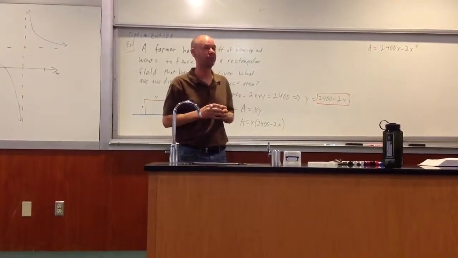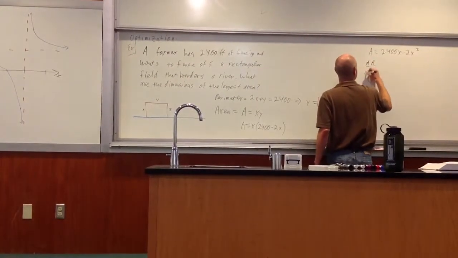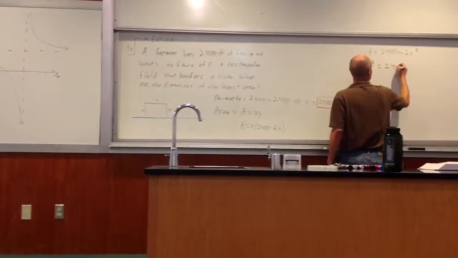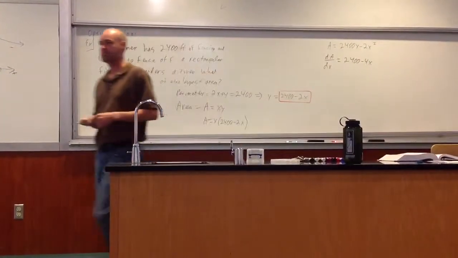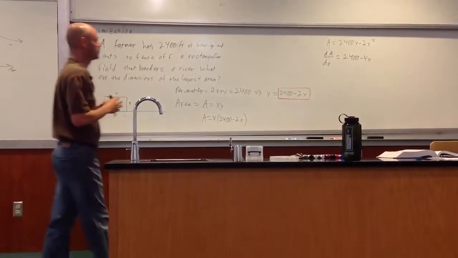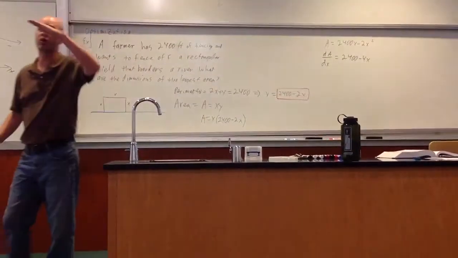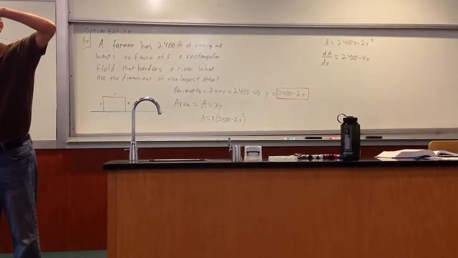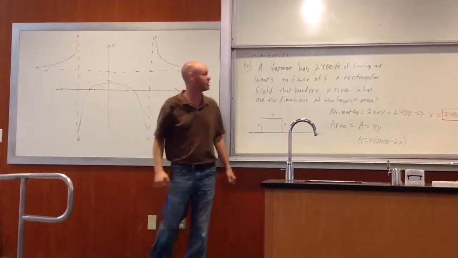Now I can take the derivative to try to optimize it. So I'm going to take the derivative of A with respect to x. To optimize it, I want to go to where the slope of the tangent line is 0. So I'm going to set this equal to 0.